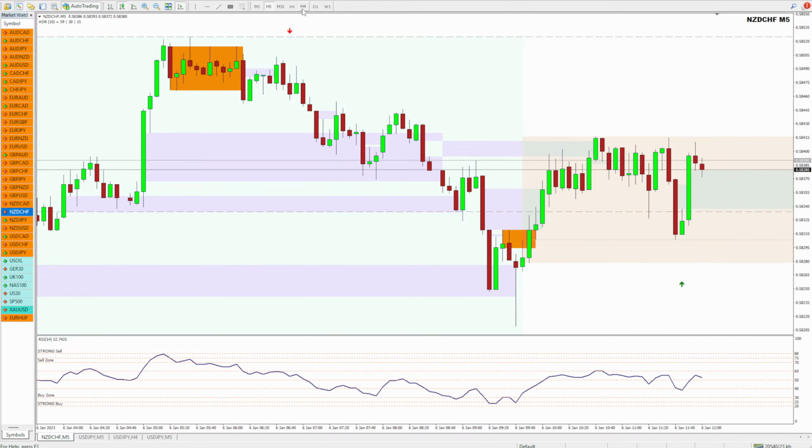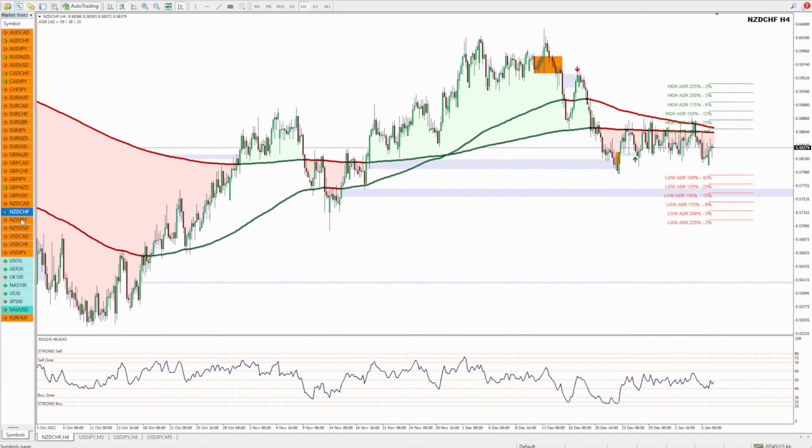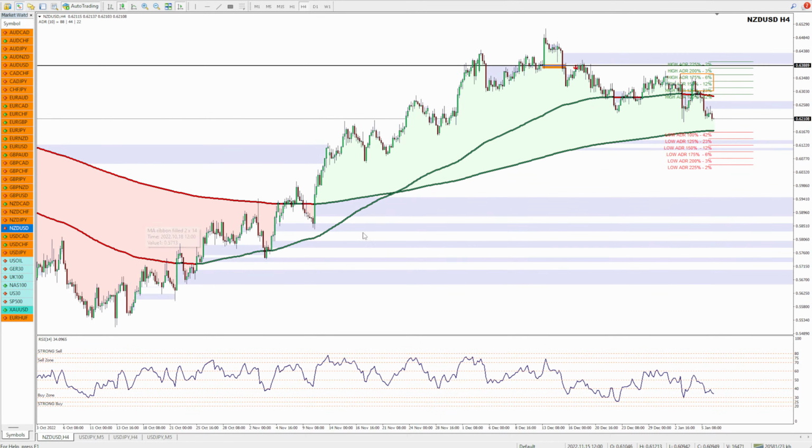Right, let me just quickly whiz through these. So New Zealand's I've covered, haven't I? Because I was talking about the Swissy and the peg. New Zealand yen I've covered. New Zealand dollar, US dollar. Right, so we've had a very, very strong New Zealand dollar.